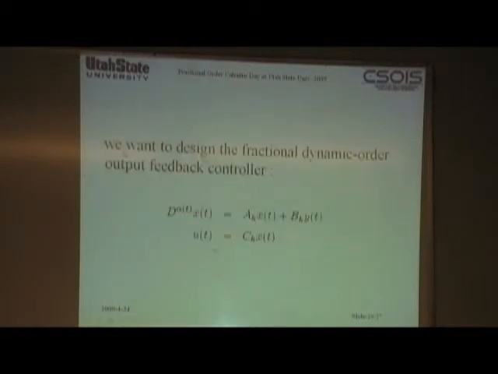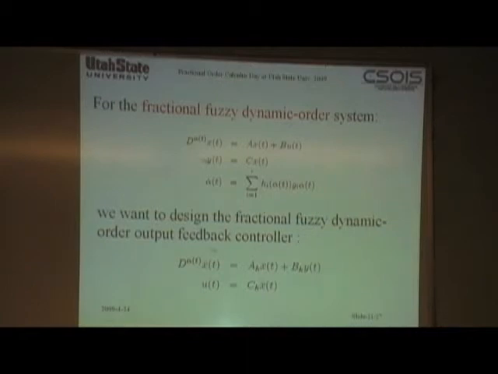For this system, we want to design the fractional dynamic output feedback controller like this, and this is the little work. And after this, for the fractional fuzzy dynamic order system like this, where alpha(t) is the output of a fuzzy system, we call it fuzzy dynamic order. For this system, we want to design the fractional fuzzy dynamic order output feedback controller. I hope that it will work well. That's beyond my imagination. I'm not good at fuzzy.